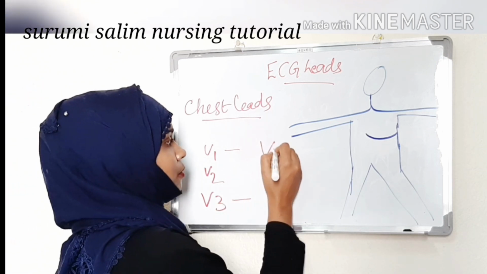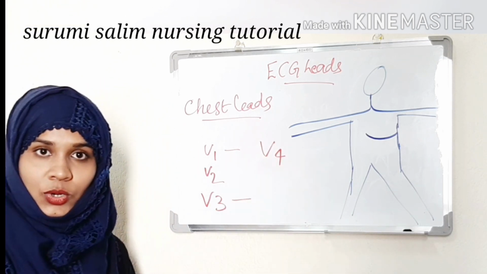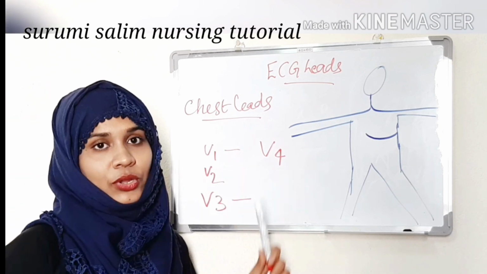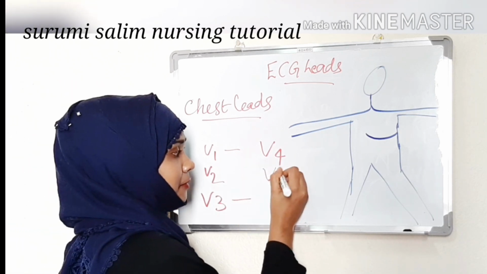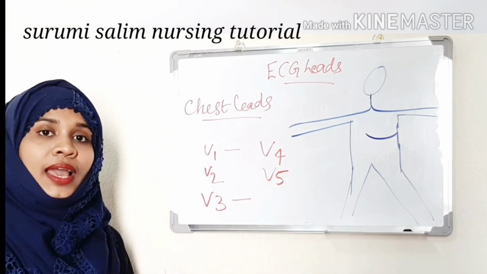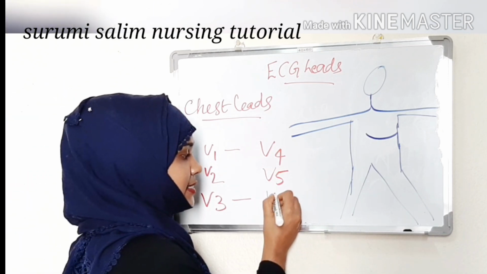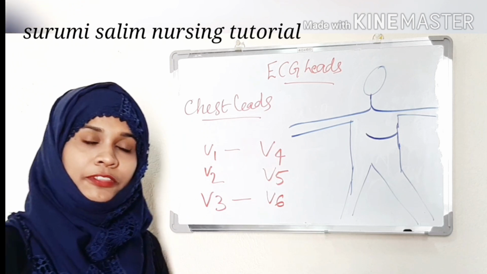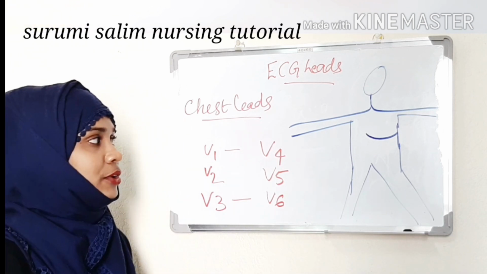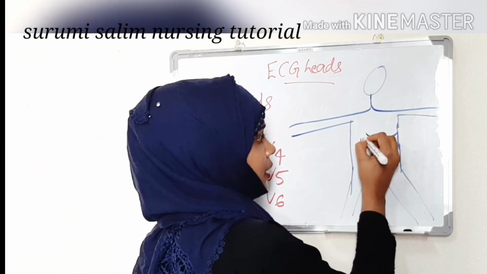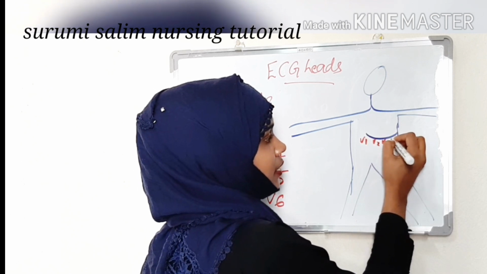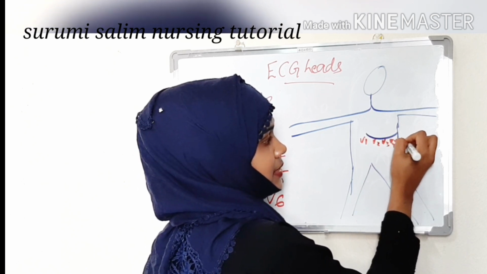Then V4 is placed fifth intercostal space mid clavicular line. V5 is placed in the anterior axillary line fifth intercostal space, and V6 is placed in the fifth intercostal space mid axillary line, starting from V1, V2, V3, V4, V5 and V6 like this.